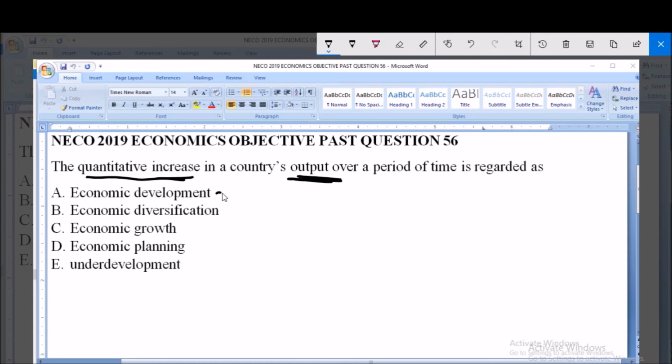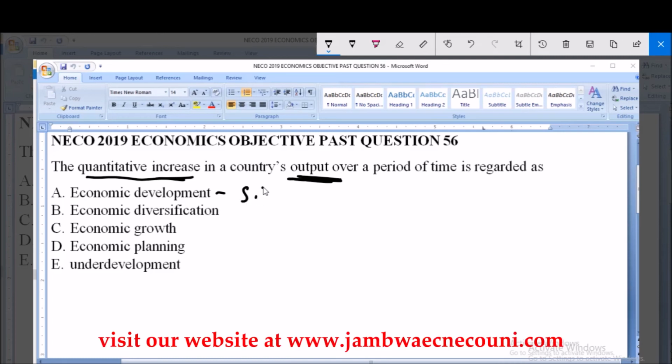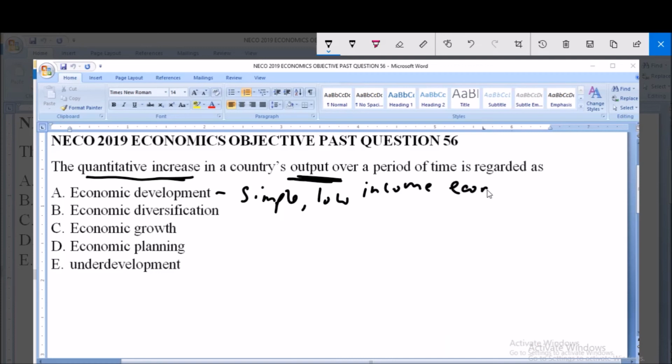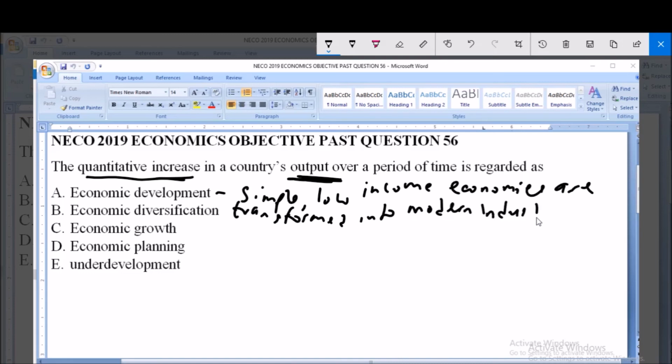So option A, which is economic development, is the process whereby simple and low income economies, that is national economies, are transformed into modern industrial economies. So that is economic development.